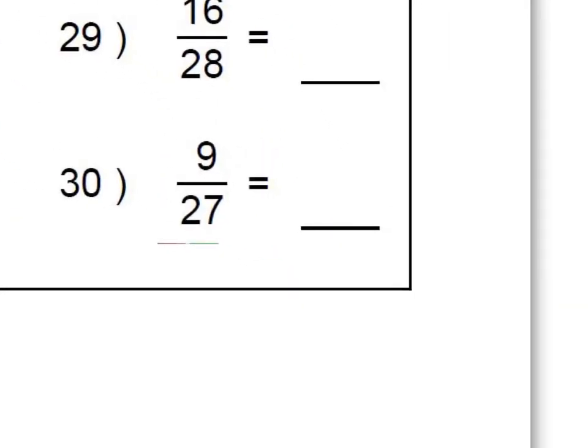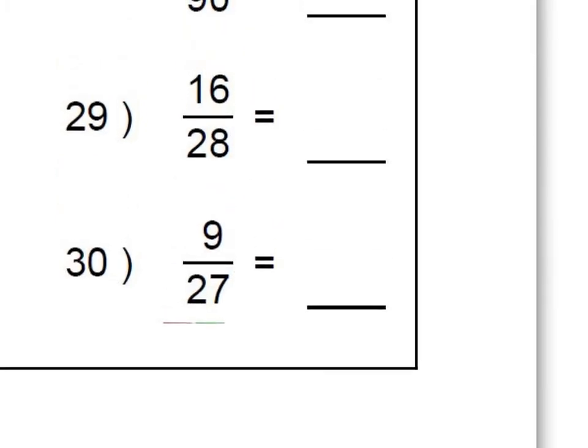9/27. Simplifying fractions is finding an equivalent fraction that's really, really small. What do 9 and 27 have in common? 3, right? Now, do they have something else in common? Who has the multiplication table?